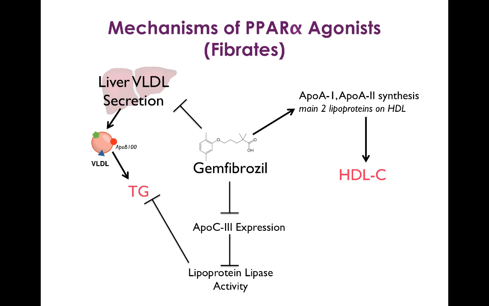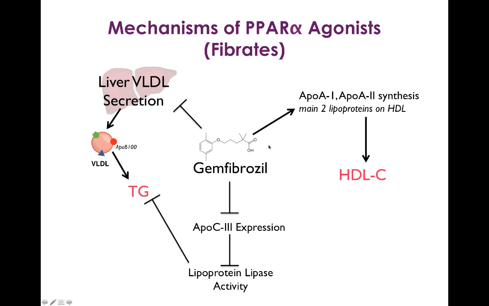Now we'll talk about the mechanisms of PPAR alpha agonists, or the fibrates. And fibrates also have pretty similar mechanisms of activity through different receptors. So one thing that gemfibrozil, shown here as the example, does is it blocks liver VLDL secretion. And so by blocking liver VLDL secretion, it can reduce triglyceride levels.